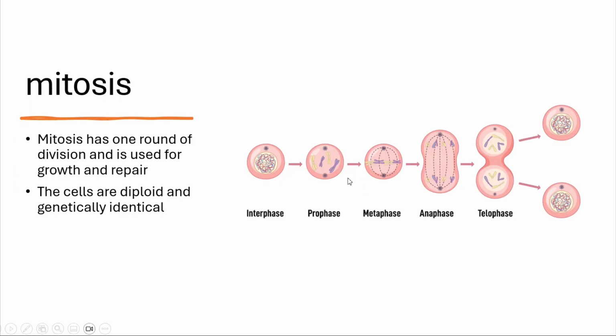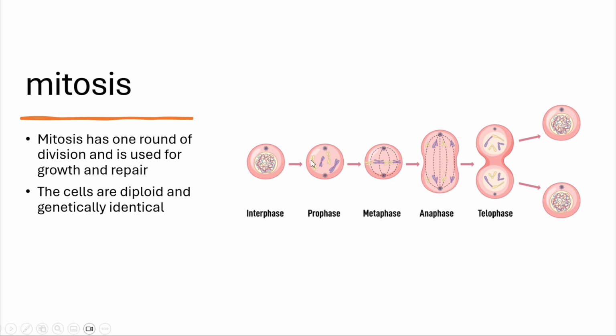So let's talk about mitosis now. This is the second stage, yeah? So the interphase is just preparing it, making sure the DNA is ready, making sure the cell's ready. Now we get into the real stuff. Mitosis has one round of division and is used for growth and repair. The cells produced are diploid, and they're also genetically identical, yeah?